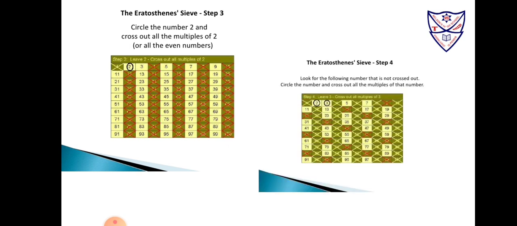Then step 4. Look at the following number that is not crossed out. Circle the number and cross out all the multiples of that number. Means what, students? After circling 2, we will circle 3. 3 is a prime number. And the numbers left, which are multiples of 3, we will cross out.